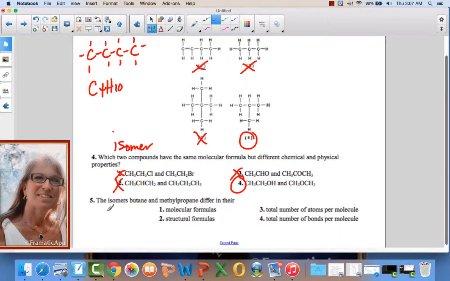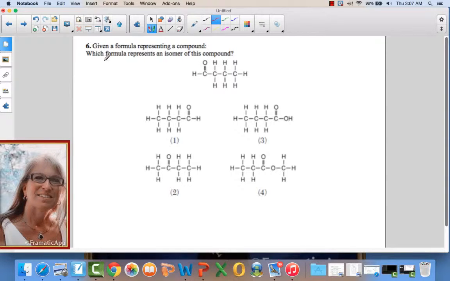Last question here. The isomers butane and methylpropane differ in, well, we know it's structural formula, because that's the definition of an isomer. Which formula represents an isomer of this compound? 4 C's, 8 H's, and 1 O. And I have a double bond, so I want to make sure I keep that double bond. 4 C's, 8 H's, 1 O, and a double bond.